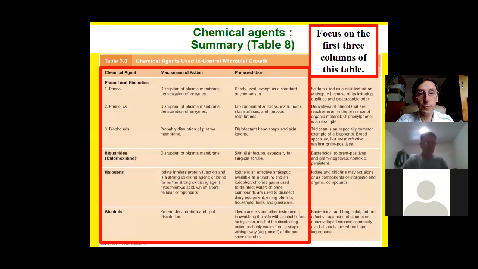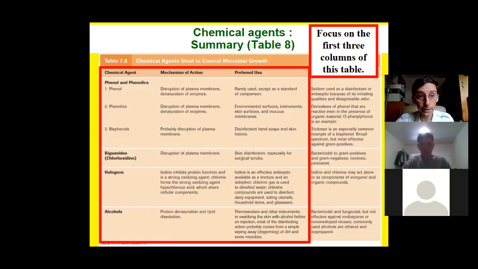So this is a summary table of the chemical agents. You only need to look at the first 3 columns. The first agent we'll look at is phenol, and it is rarely used because it's not very effective as a disinfectant, but it's the one that was first studied by, who was that? Lister? And so it may be used as a comparison for all the other disinfectants. And its mechanism of action is it disrupts plasma membranes and denatures proteins and enzymes.